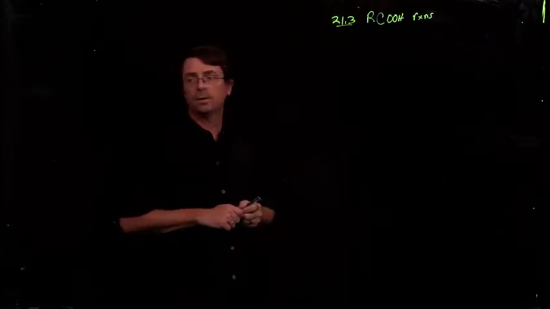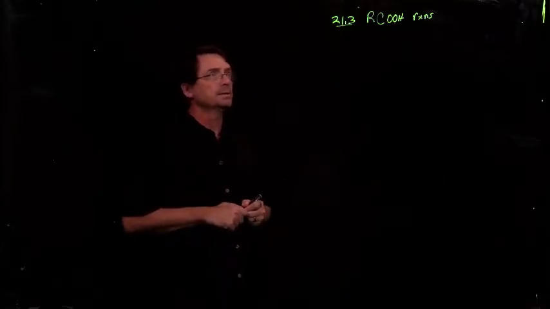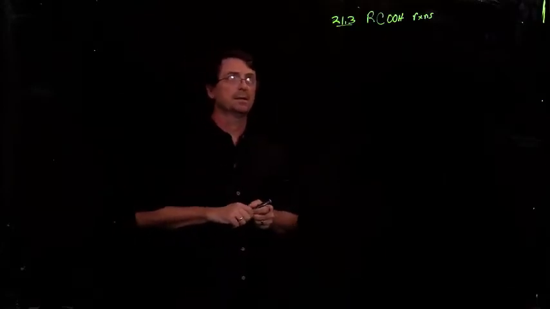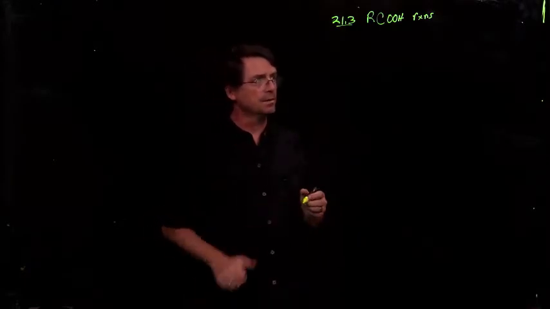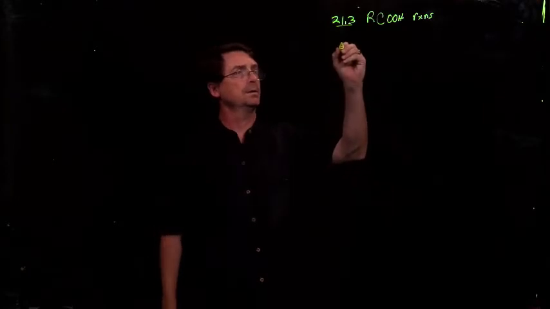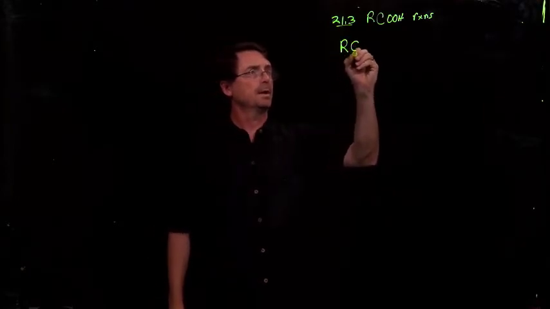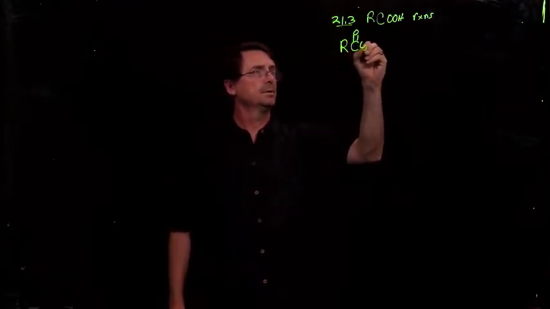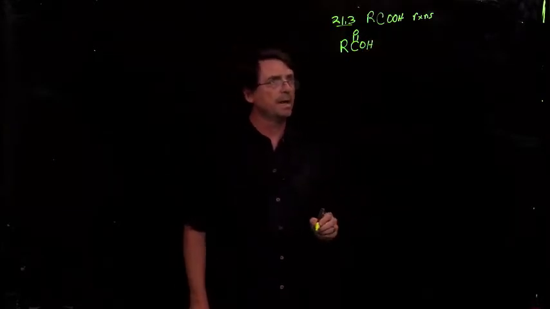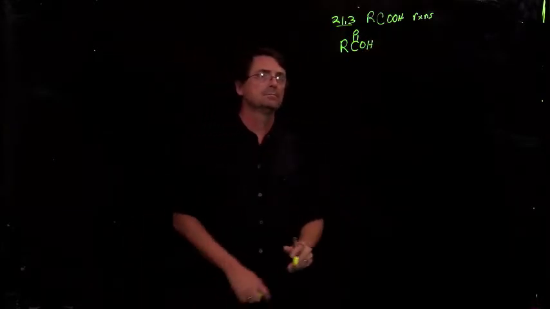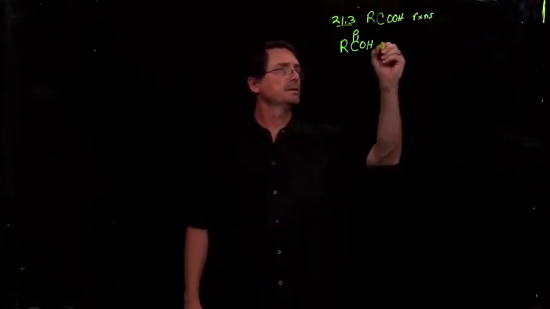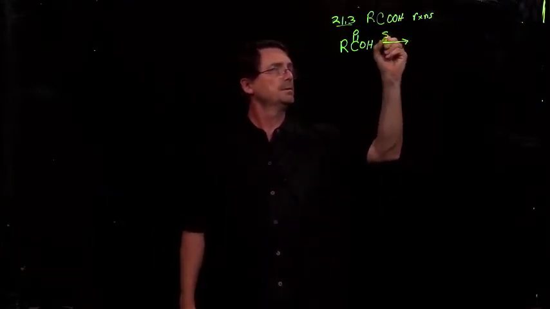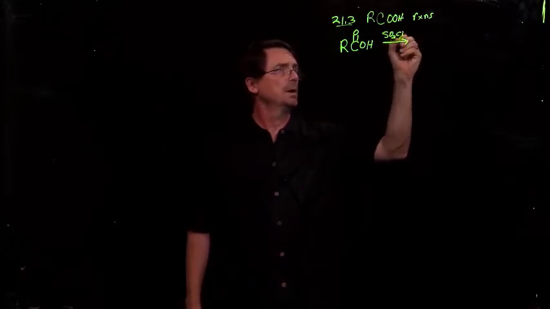Chapter 21.3, reactions of carboxylic acids. So the first thing we need is a method to convert the carboxylic acid into a more reactive species, because carboxylic acids are widely prevalent in nature and readily available for synthetic chemistry. And the way this is done is through the use of thionyl chloride.